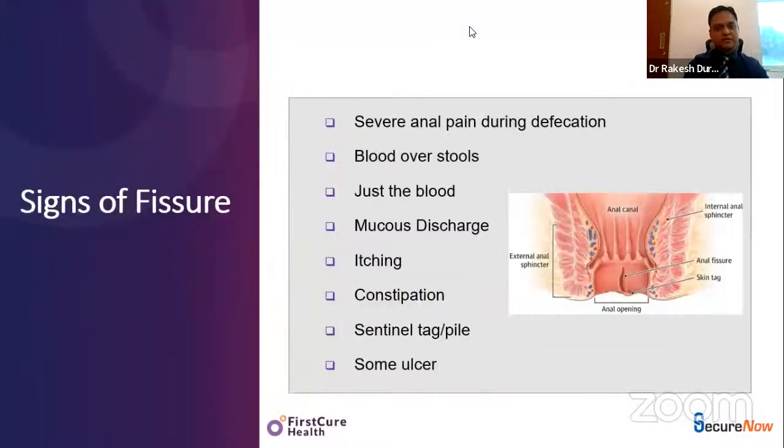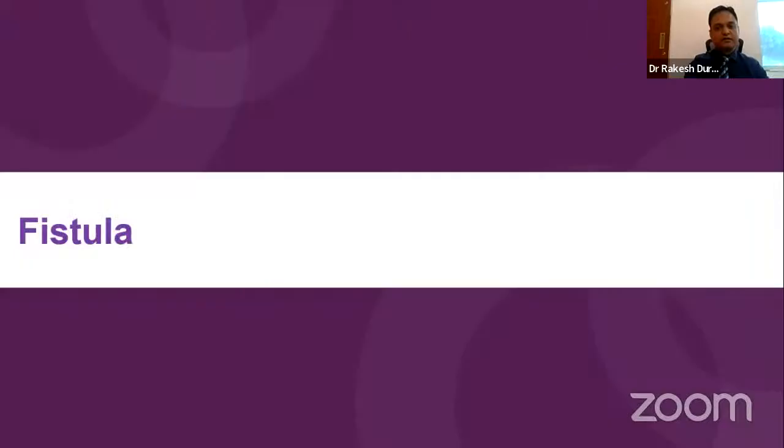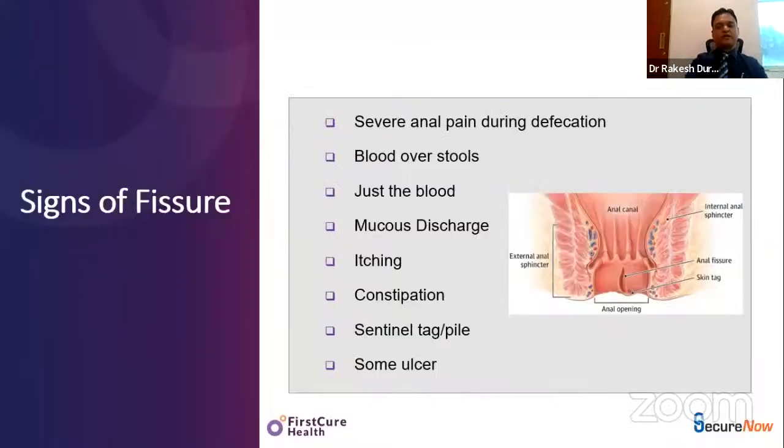I think this was, let's say, treatment only. So in the fissure, I must tell you what the treatment is.